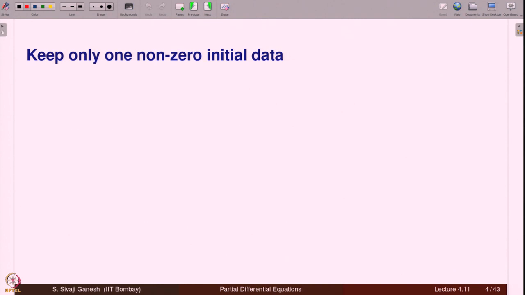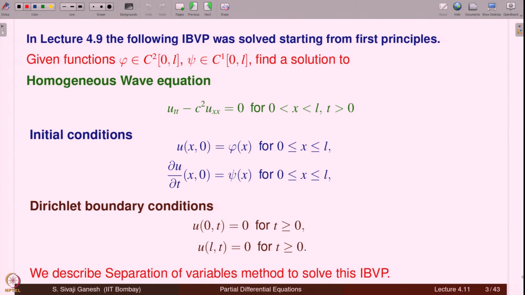So, first thing is keep only one non-zero initial data, that is keep either phi or psi, that means keep phi, make psi 0 or make phi 0 and keep psi. So, in this lecture we are going to consider psi equal to 0 for obvious reasons, because the equation is linear. Therefore, if you solve this IBVP with psi equal to 0 and then one more IBVP with phi equal to 0 and add these two solutions, you will get solution to this IBVP.